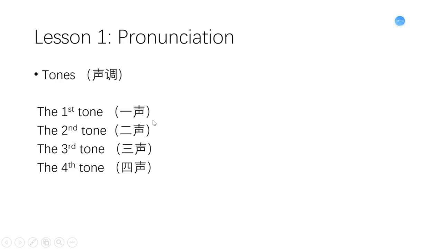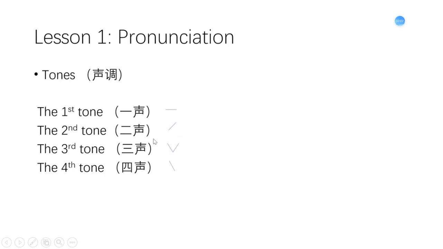Okay, and there are different marks for each tone. For the first tone, 一声, it is written this way. It's high and flat, level, just a line. And the second tone, 二声, is written this way. It goes up, an upward line. And the third tone is written this way. It goes lower down and then up. So this is the 三声 mark, and the fourth tone, 四声 mark, goes down. It begins from here and then goes down. So these are the different marks for the 4 tones.